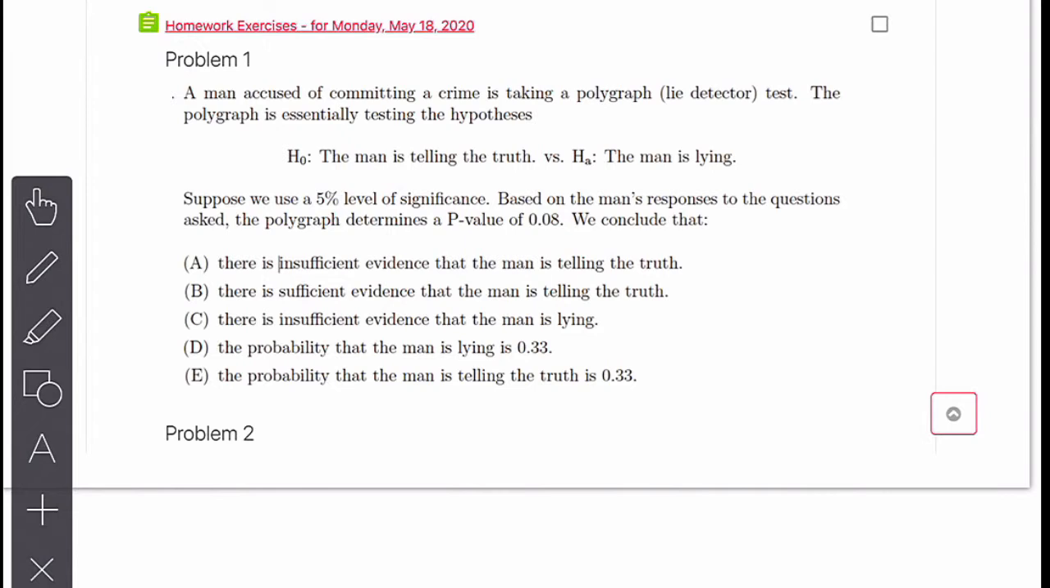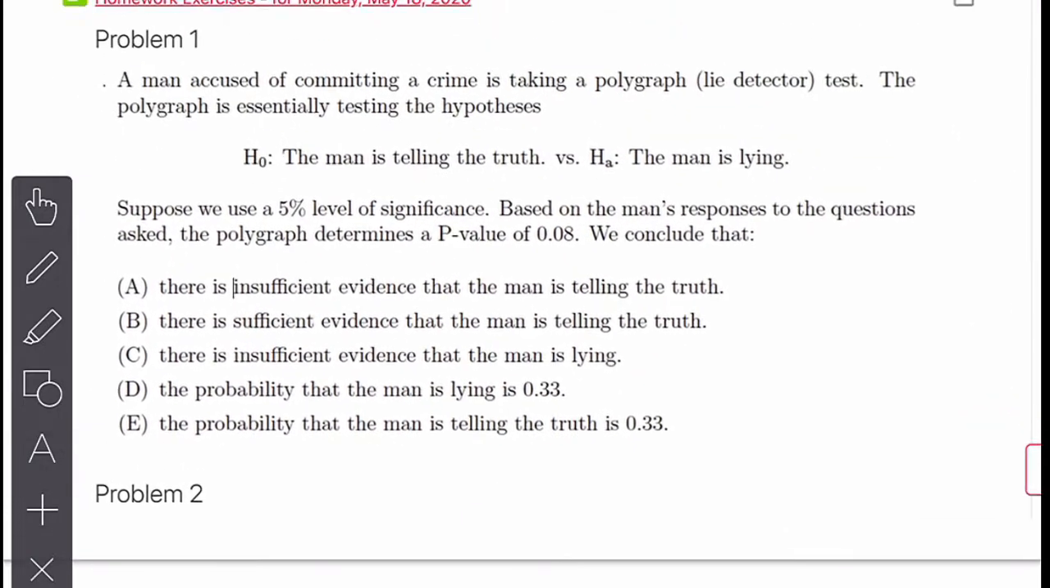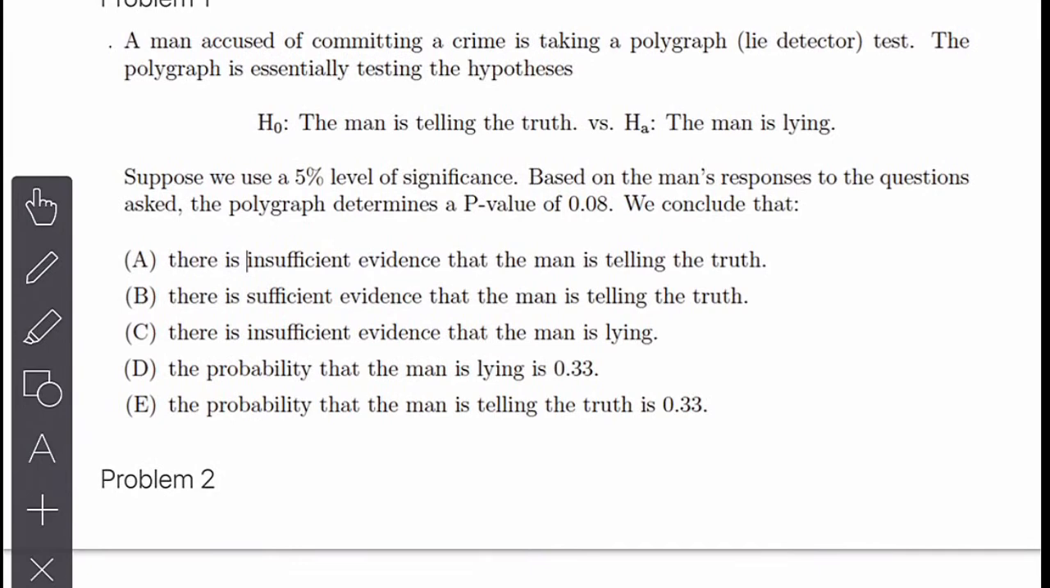All right, so a man accused of committing a crime takes a polygraph lie detector test. The polygraph is essentially testing the hypothesis. The null hypothesis is the man is telling the truth. So we assume he's going to be telling the truth and compare that to the man lying. That's the alternative. So if we have evidence against him telling the truth, then we'll be able to say we have evidence that he's possibly lying.